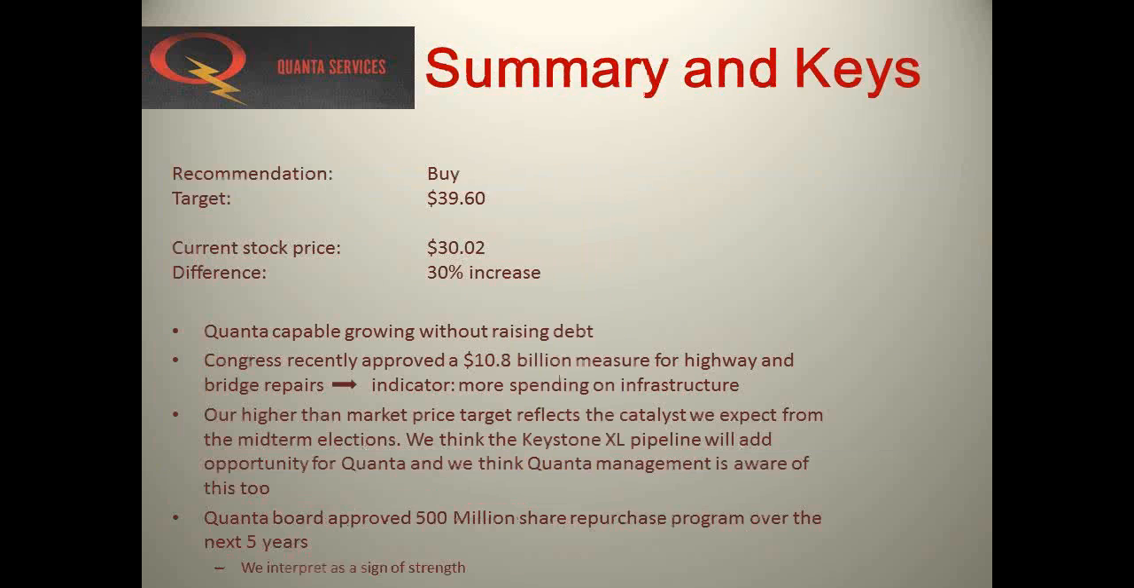Summary and keys, again, we think it's a strong buy. Target price $39.60. But we think just because we think Quanta is capable of growing without raising much debt, Congress recently approved a $10.8 billion measure for highways and bridge repairs, and we just think that this is an indicator that Congress is willing to spend those necessary funds, and Quanta is positioning itself right now to take advantage of those circumstances. Our higher than market price target reflects the catalysts we expect from the midterm elections, so we think it's fairly priced too.